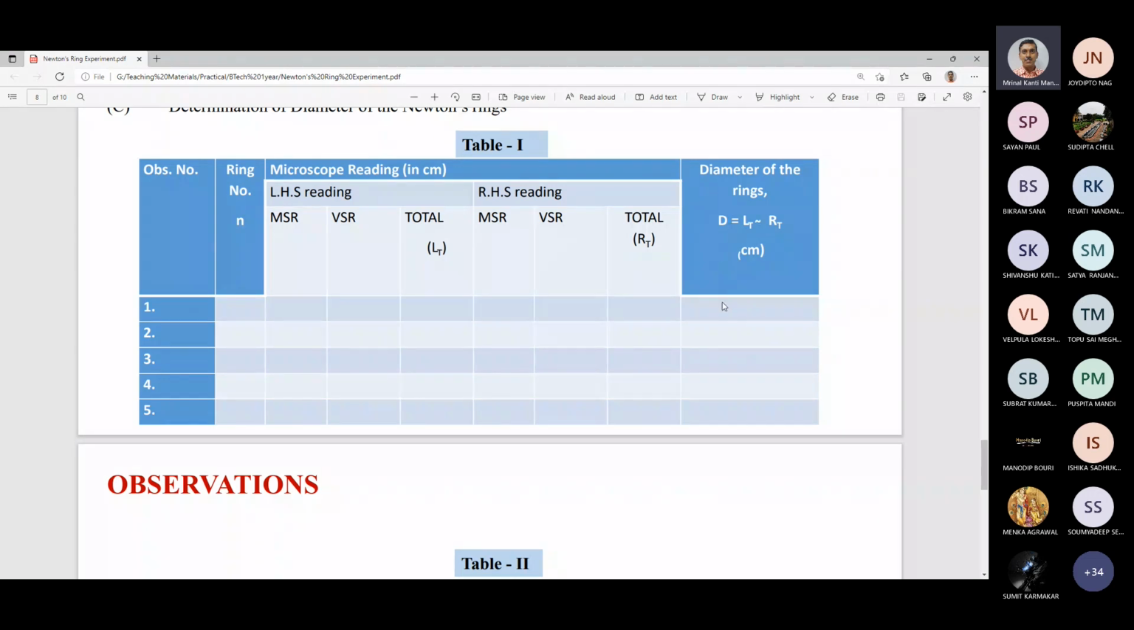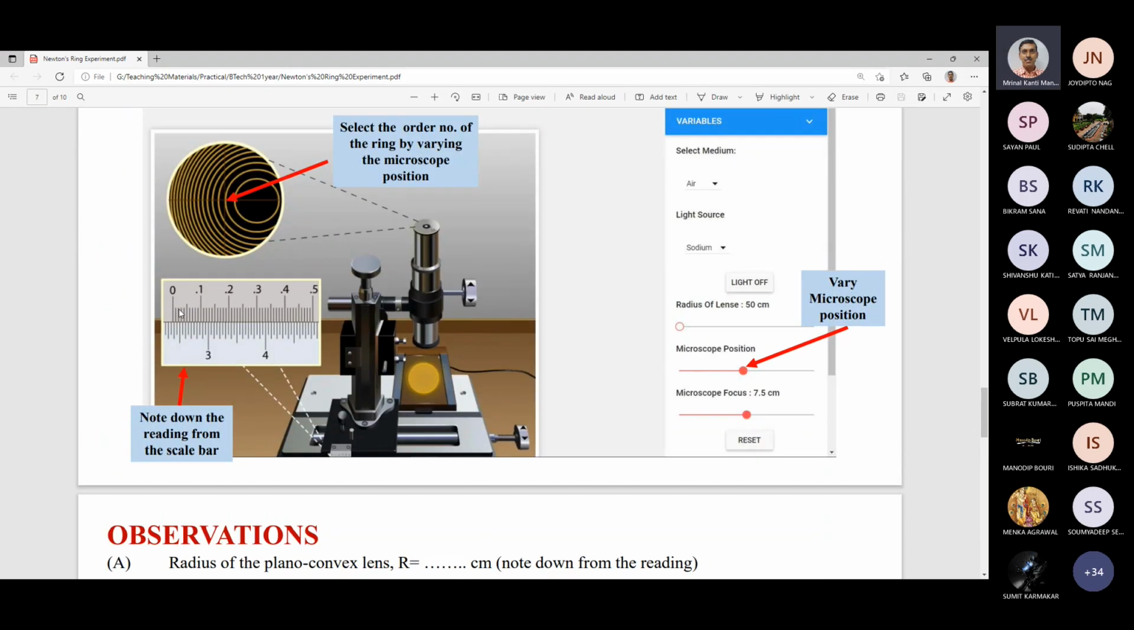Next you calculate D, that is the difference, which is the diameter of the second ring. Then you take the third, then fourth, fifth, sixth, and you can continue like this. So this is the main scale and this is the vernier scale.